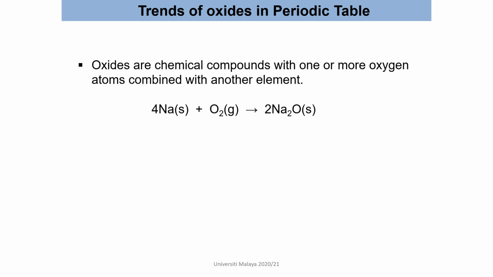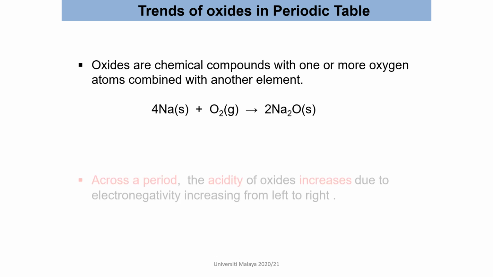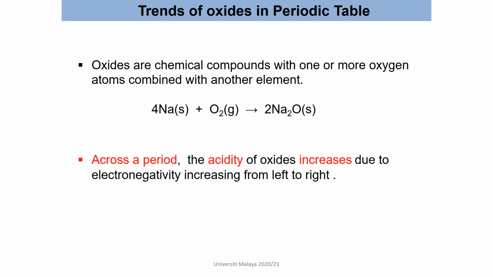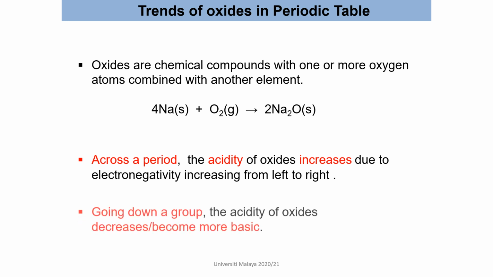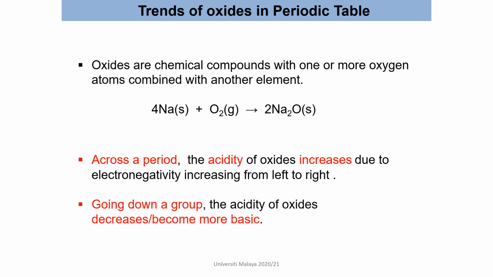Oxides are chemical compounds with one or more oxygen atoms combined with another element. For example, 4 moles of sodium atoms in solid form react with oxygen gas and produce sodium oxide. Across a period, the acidity of oxides increases due to the electronegativity increasing from left to right of the periodic table. Going down a group, the acidity of oxides decreases, or oxides become more basic.